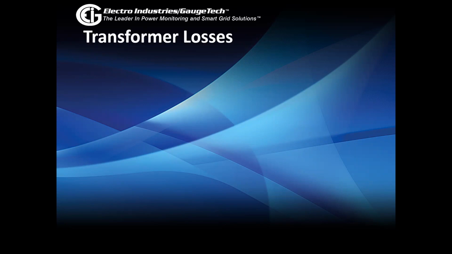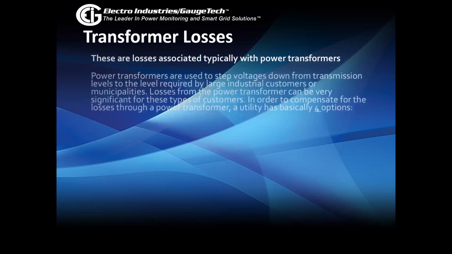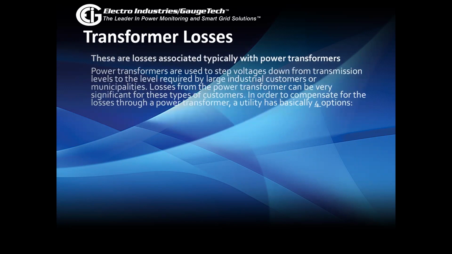The next set of losses we have are transformer losses. And these are typically associated with the power transformers, as I mentioned before. The power transformers step down the voltages from the transmission levels, and typically your customers are going to be industrial and municipality customers. The losses from the power transformer can be very significant in these customers, and we would want to compensate for these. There are basically four options that you have to do this function.